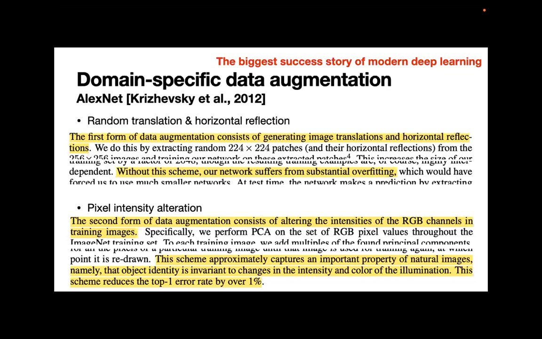In fact, they stated that without this scheme, their network suffered from substantial overfitting. I talked with the authors about this, and they said it was almost like a make or break, which makes sense because the number of parameters they had was substantially greater than the number of training examples. So introducing some kind of constraints can only be helpful.